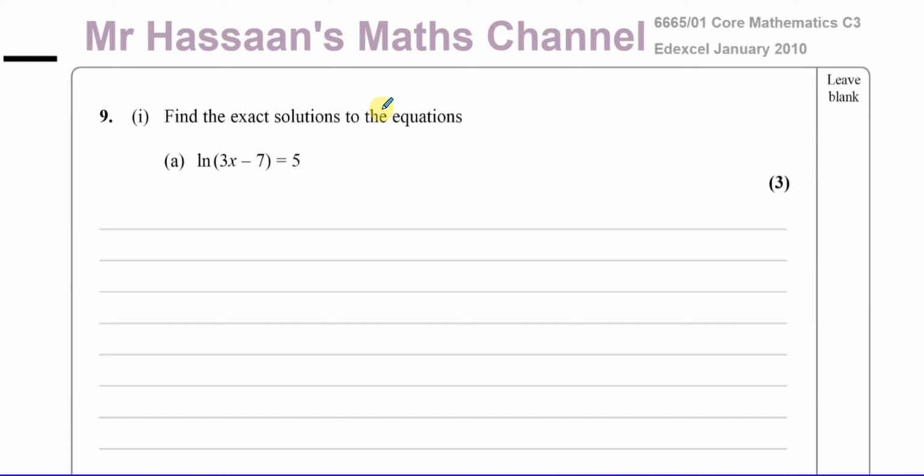Now, to be complete, let's start by answering the whole question. So we start with 9 part 1a. This is about solving this log equation, log to the base e, which we know is ln. So an equation like this is already set up for us. What we have to understand is that ln is just a name for the log of the natural number e. So ln of x is the same as saying log to the base e of x. That's all it means. So this means log to the base e of 3x minus 7 equals 5.